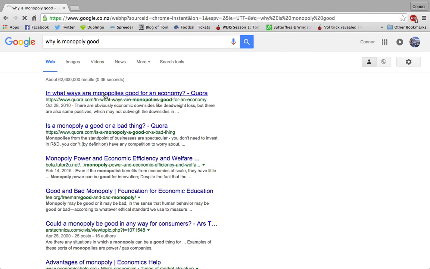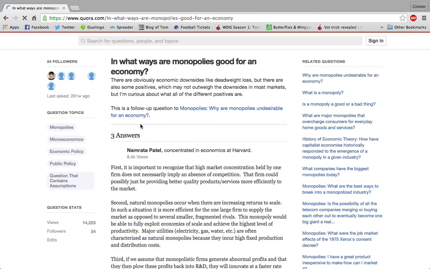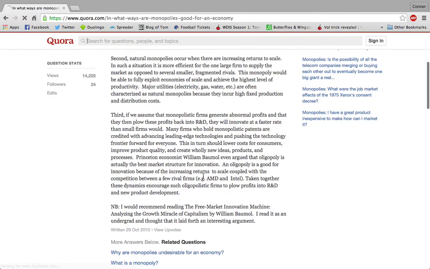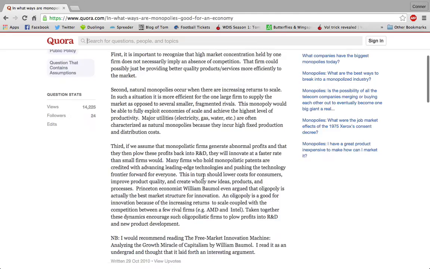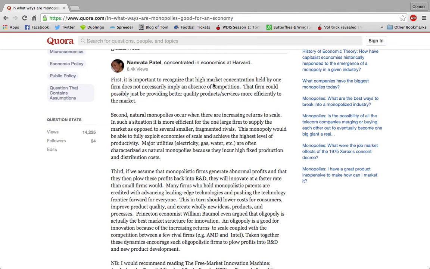All right, so let's see what people have come up with. Wonderfully helpful. All right, so important to recognize high market concentration held by one firm does not necessarily imply the absence of competition. So we're supposed to be examples. Come on. Okay, so increasing returns to scale. When something has increasing returns to scale, economies of scale, then as a company gets bigger, it can output its production for a lower price per unit. So I'm reading right here for this.